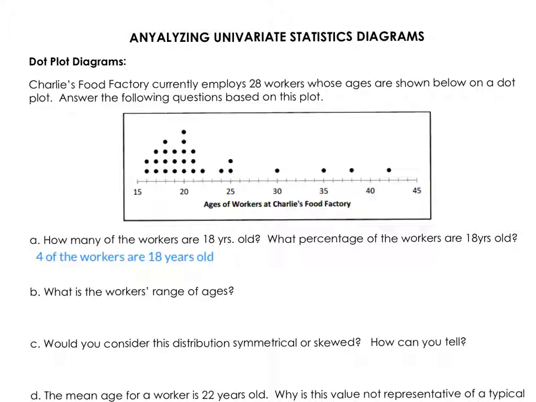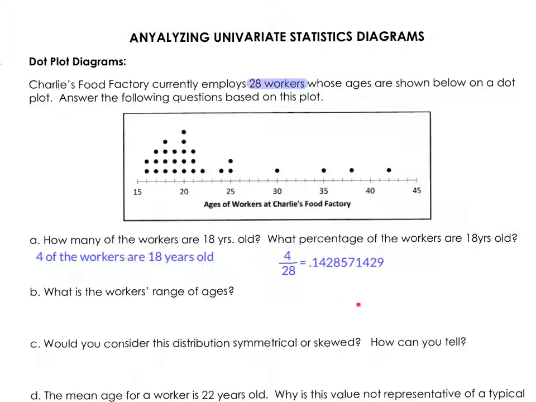The next question was, what percentage of the workers are 18 years old? Well, I need to figure out how many there are altogether. Of course, we could count them all up because that should represent all of the people working at Charlie's Food Factory, but I know from the part above that there were 28 workers. So I can just put the 28 as the total. To find the percentage, I say how many are 18 years old, which is 4, out of the total, 28, and I get my decimal.